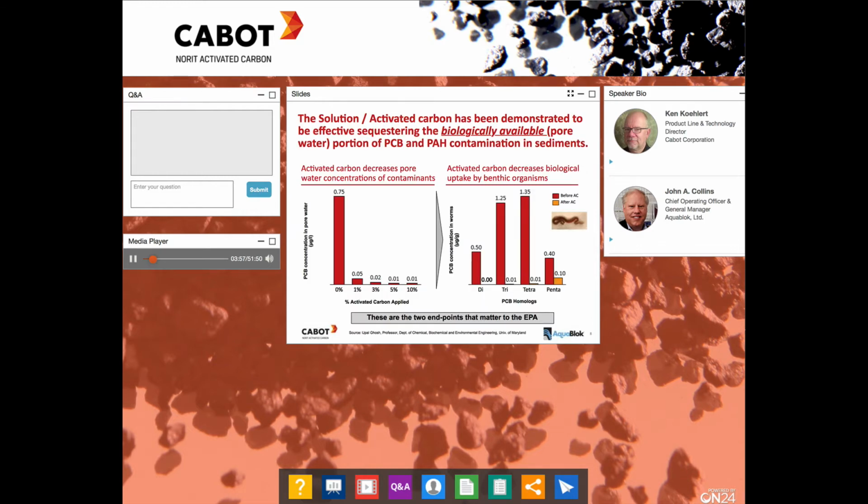Early in the development and demonstration of activated carbon technology, there was not necessarily agreement that pore water reductions would provide the desired reductions in uptake of contaminants by the benthic community. However, we now have many lab and field demonstrations that show exactly that. While some in the regulatory community have been slower to recognize this benefit, at the federal level, EPA has embraced this as an important risk reduction approach.